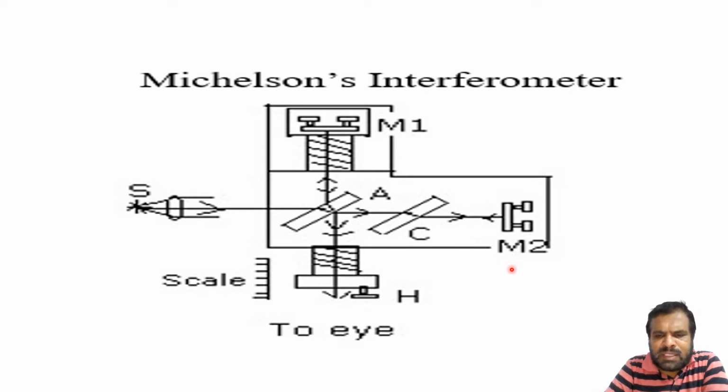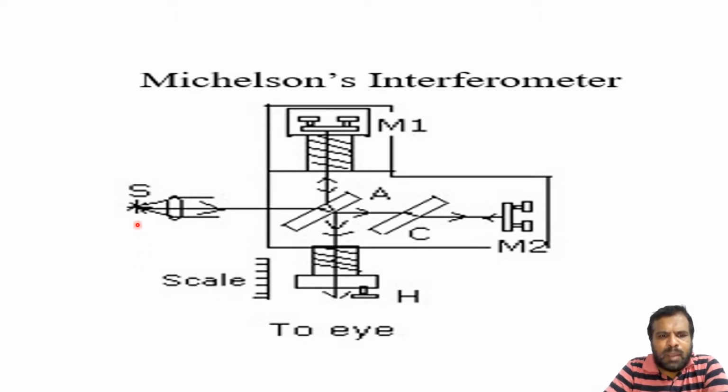The interference bands are observed in the field of view of the telescope. This is the construction of the Michelson interferometer. Now the working of the Michelson interferometer.